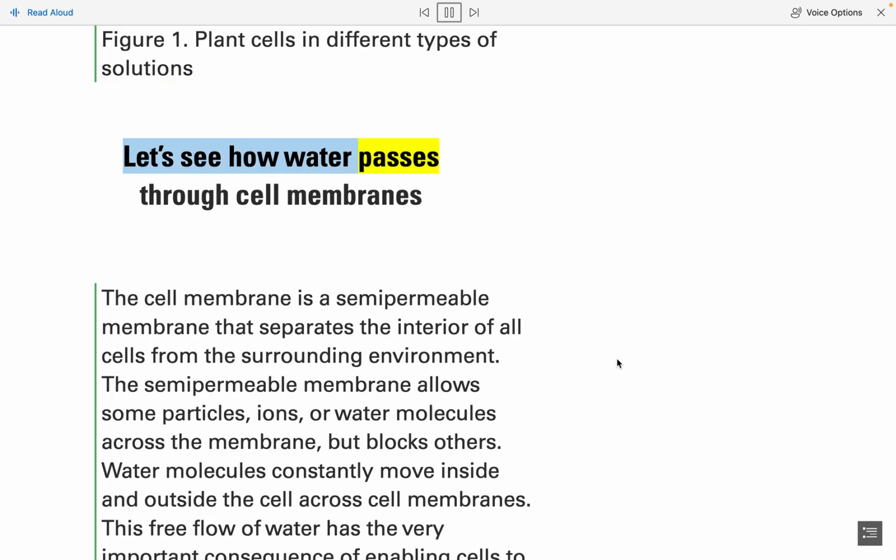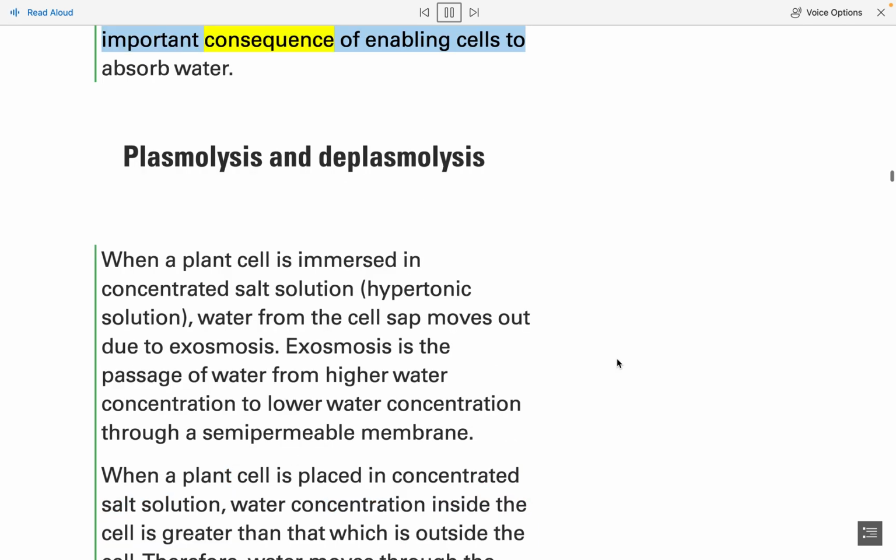Let's see how water passes through cell membranes. The cell membrane is a semi-permeable membrane that separates the interior of all cells from the surrounding environment. The semi-permeable membrane allows some particles, ions, or water molecules across the membrane, but blocks others. Water molecules constantly move inside and outside the cell across cell membranes. This free flow of water has the very important consequence of enabling cells to absorb water.